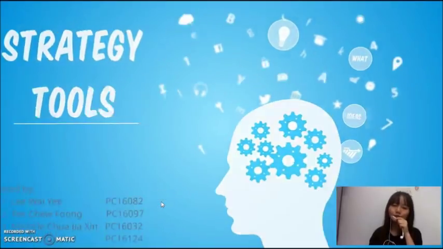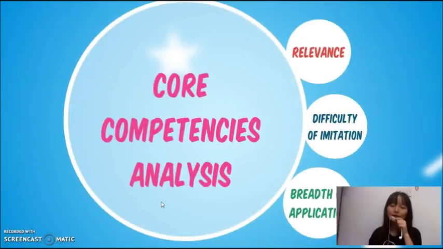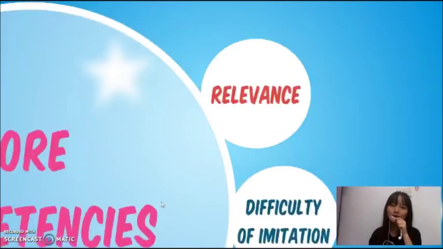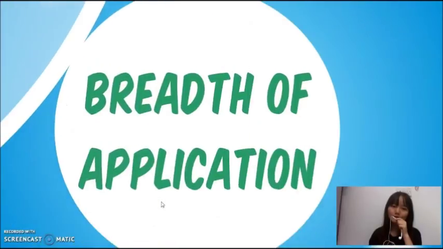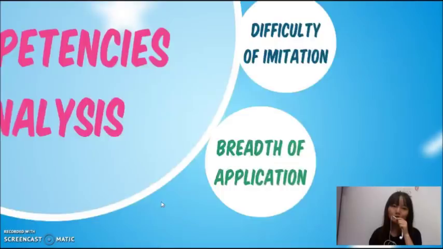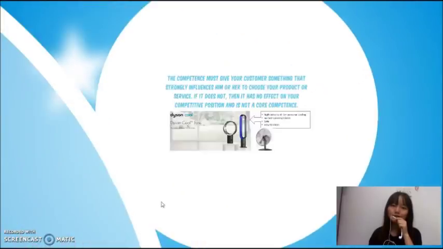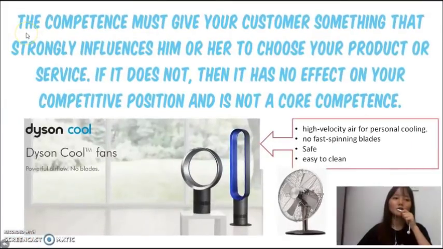Okay, now let us move to the core competency analysis. The core competency analysis consists of relevance, difficulty of imitation, and also the breadth of application. So the first is relevance. Relevance means that the competitor might give your customer something that strongly influences him or her to choose your product or service. If it does not, then it has no effect on your competitive position and is not a core competence.